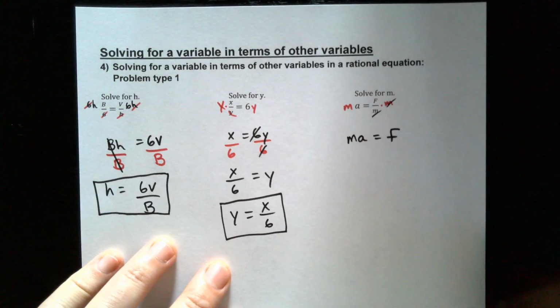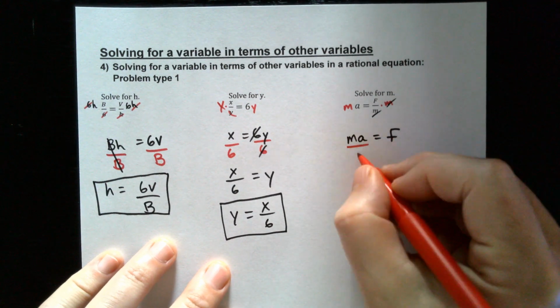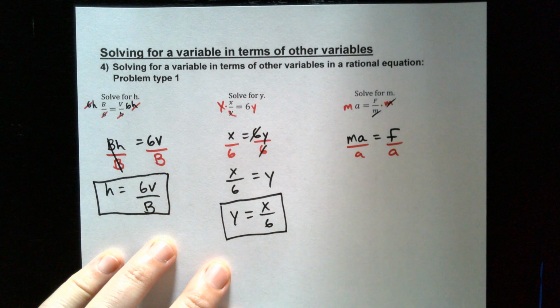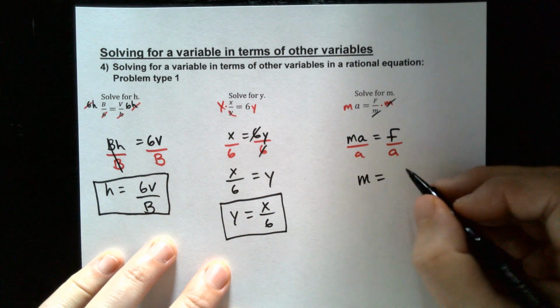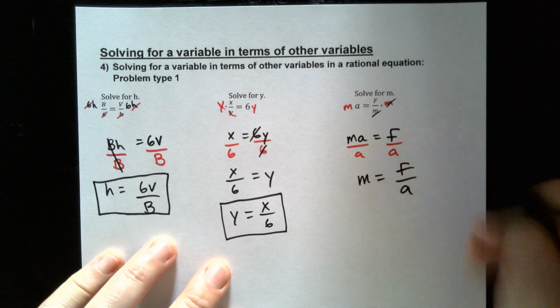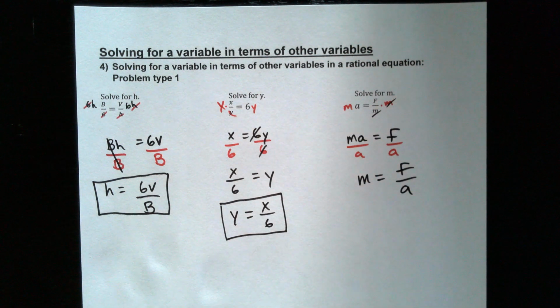We have MA. We need to get rid of that A. So we divide, since it was being multiplied. So mass equals force divided by acceleration, to continue the physics trend there. But m is equal to F over A.